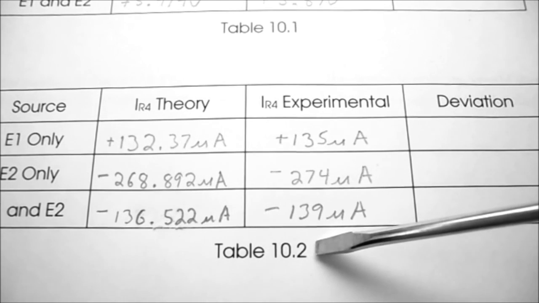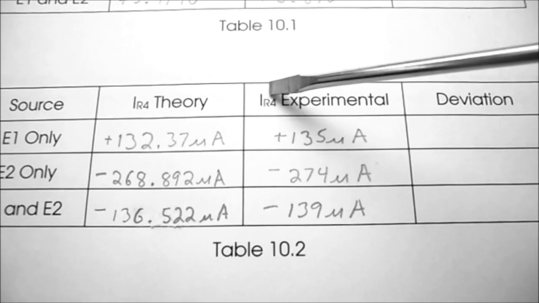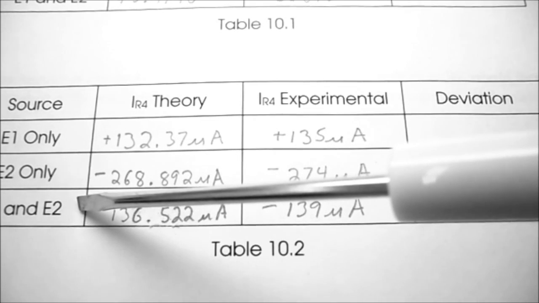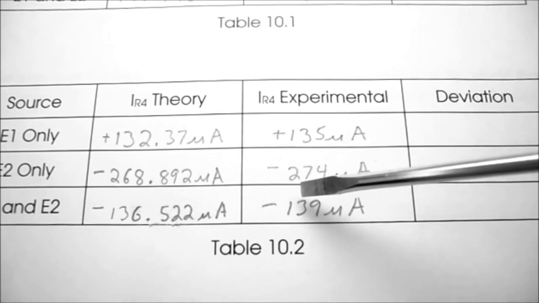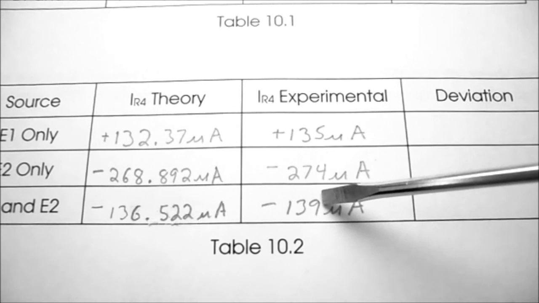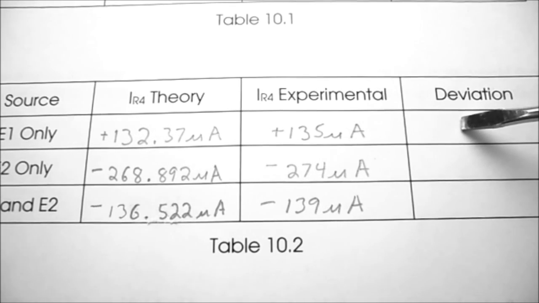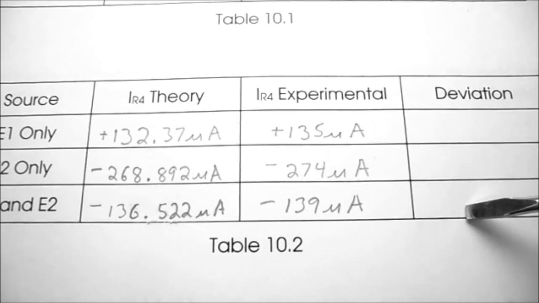So in table 10.2, under I, R4 experimental, for E1 and E2, I've recorded minus 139 microamps. I'm going to leave you to calculate the percent deviation.